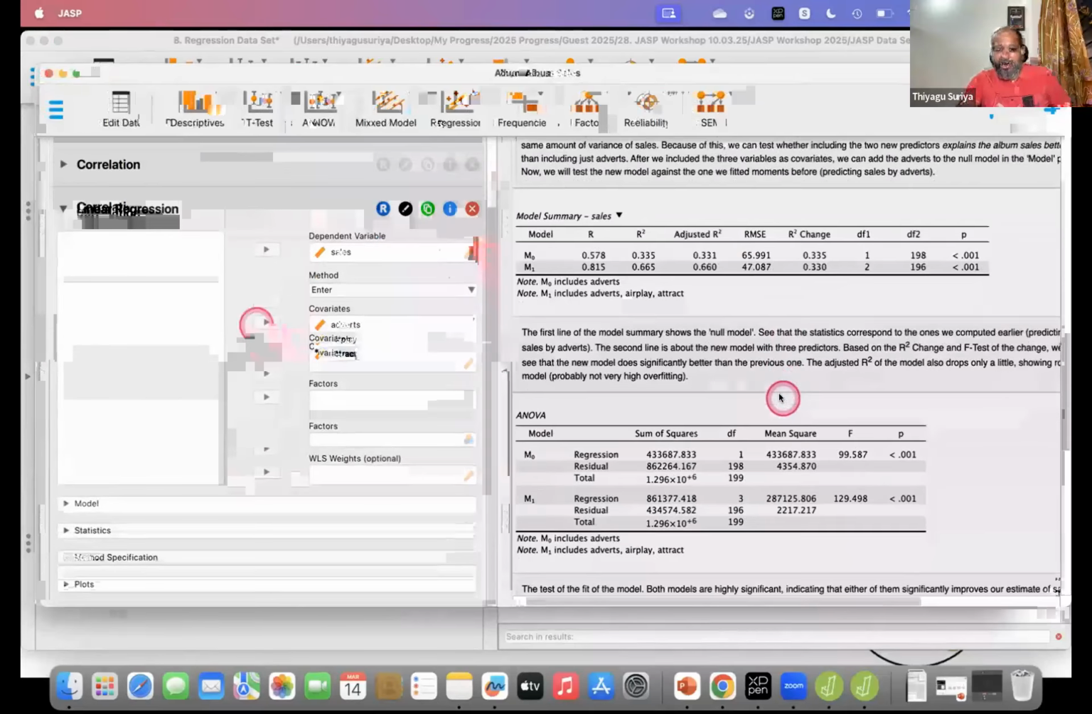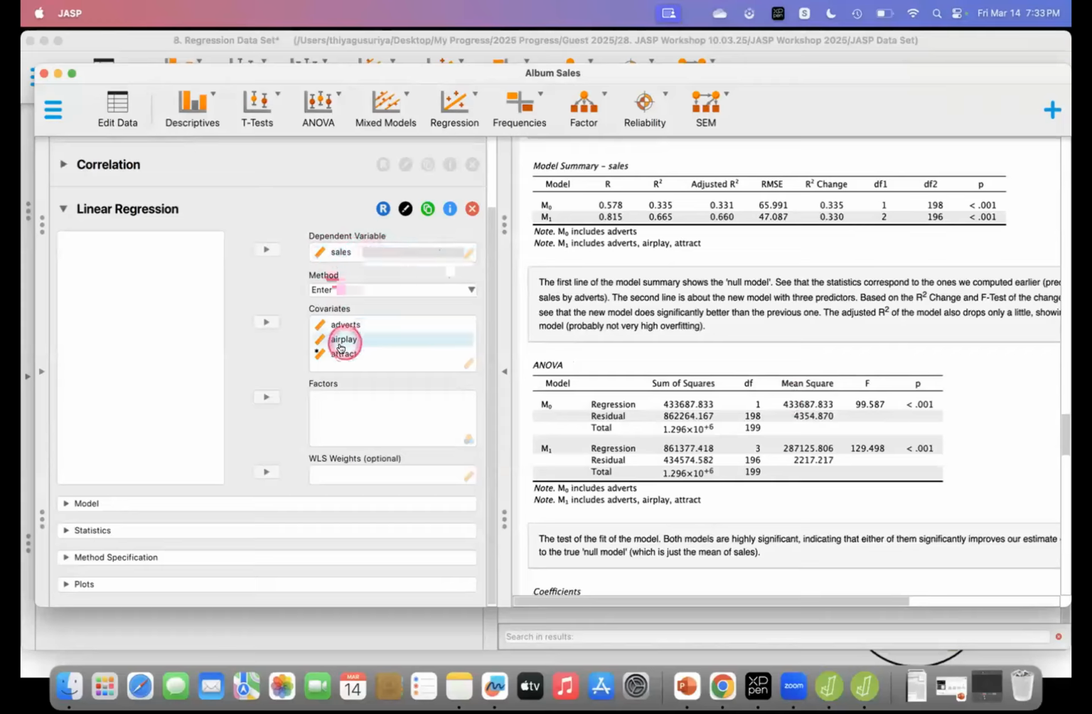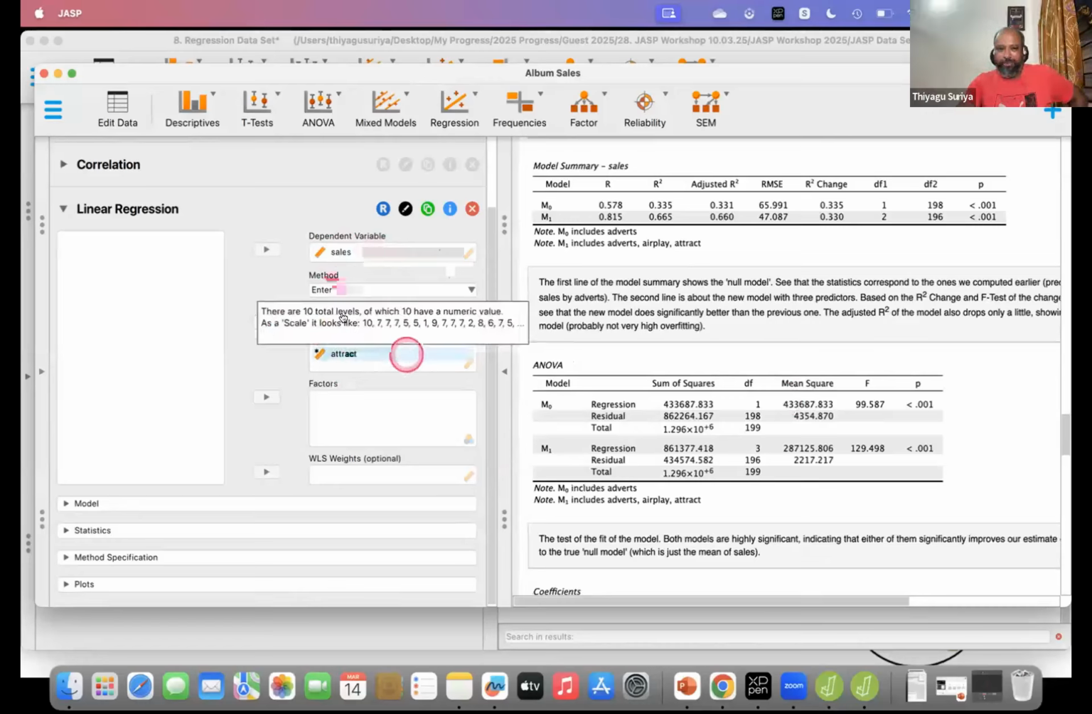What linear regression have they done? What is the method? Sales is the dependent variable, and the independent variables are advertisement, airplay, and attraction. Actually, it means the sales of the album. There is music, and they're checking the album sales. The album sales depend on the advertisement, airplay, the number of times it was played on the TV channel, and the attractions, whether the music attraction, the composer attractions, those things.